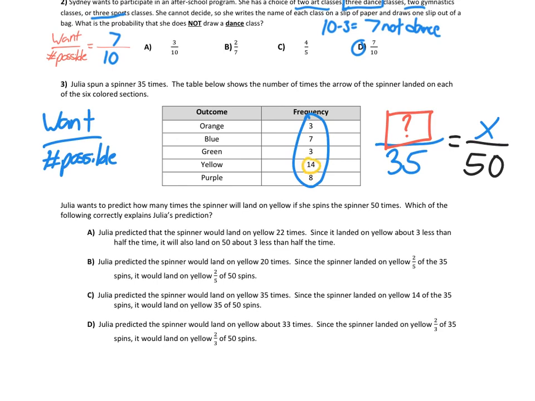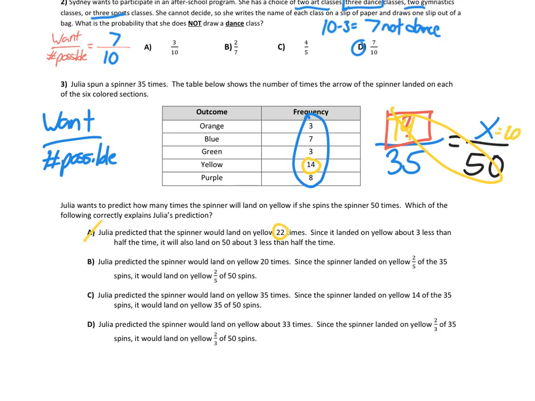If it landed on yellow 14 times, I'm going to plug in 14 right here. And I can cross multiply, divide by the lonely guy. And when I do that, if I cross multiply and divide by 35, I end up getting 20. Well, they said 22, and that equals 20, so A is out.